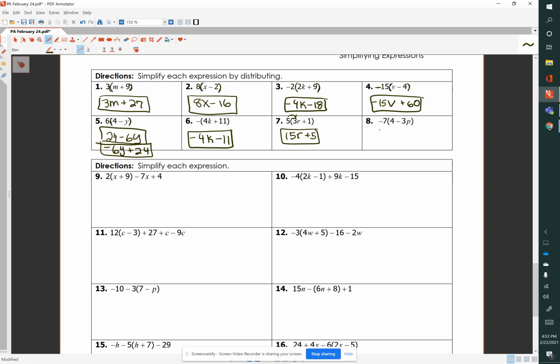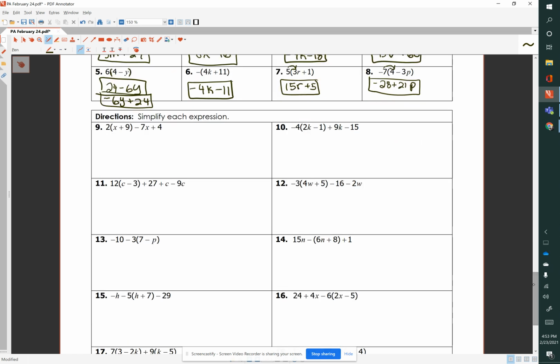And now we have number 8, a negative 7 times the quantity 4 minus 3p. Negative 7 times a positive 4 is negative 28. Negative 7 times negative 3 is a positive 21, and then we have that p there. So now let's work on the rest of the page, number 9 through 20. We have 2 times the quantity of x plus 9 minus 7x plus 4. So with each of these, we will have to distribute, then combine like terms.